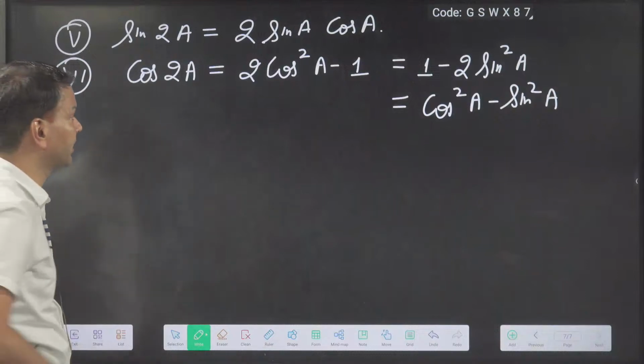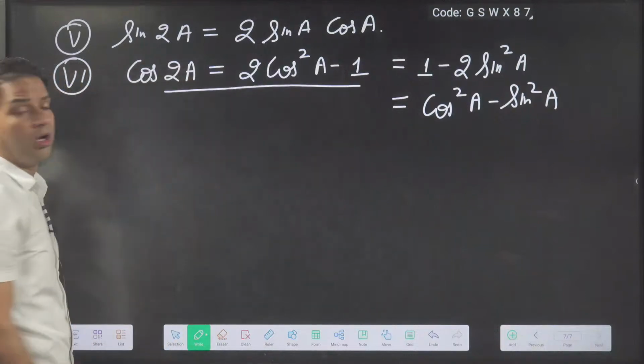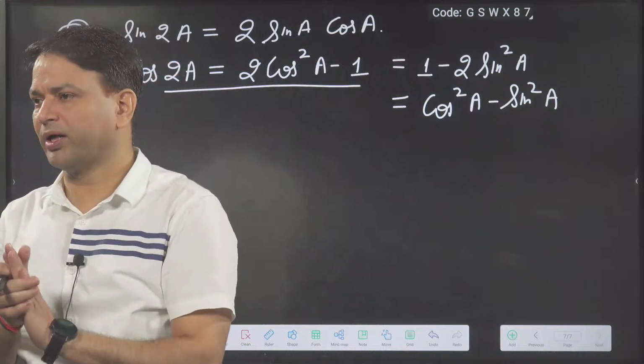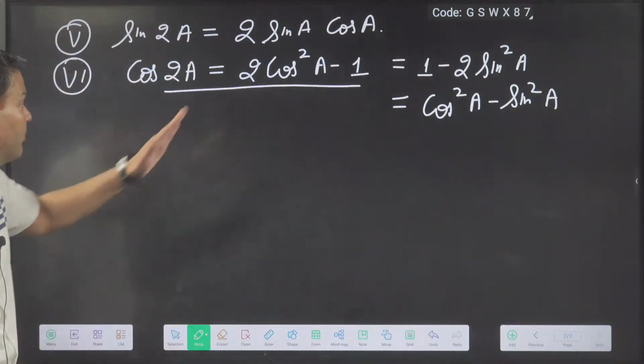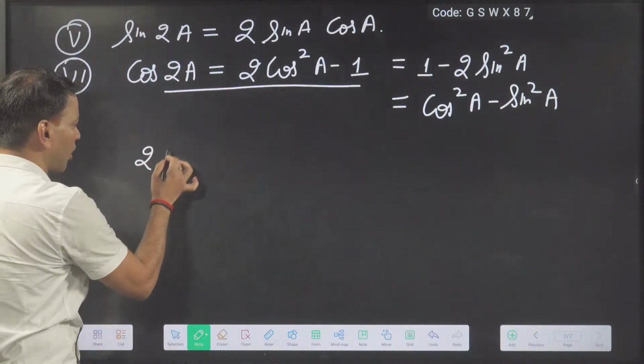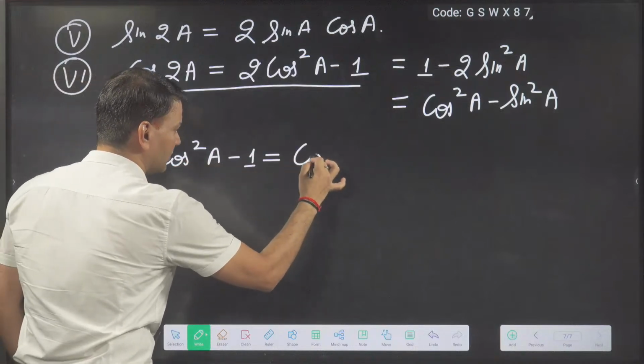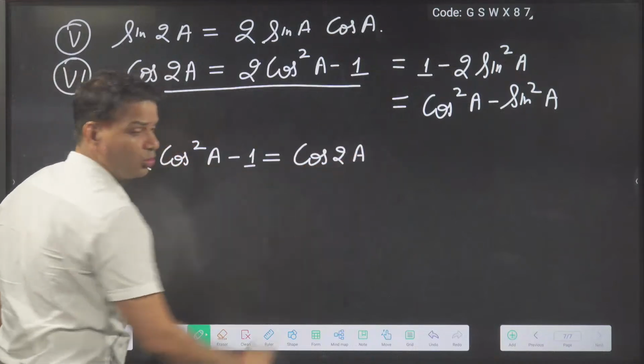Now you can see from here, suppose I want to find cos square A and I want to remove the square. For the first formula I can say 2 cos square A minus 1 is equal to cos 2A.